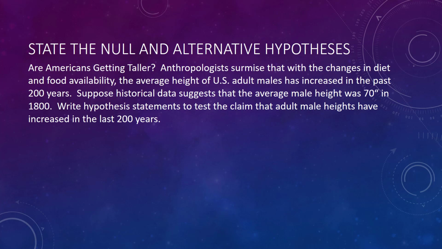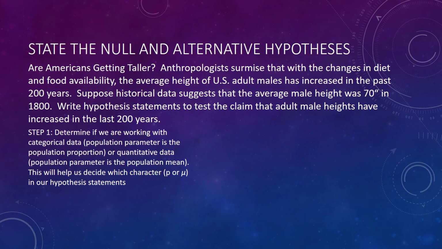Let's try another example. Are Americans getting taller? Anthropologists surmise that with the changes in diet and food availability, the average height of U.S. adult males has increased in the past 200 years. Suppose historical data suggests that the average male height was 70 inches in 1800. Write hypothesis statements to test the claim that adult males have increased in height in the last 200 years. Pause this video, write the statements, and then unpause the video to see if you are correct.